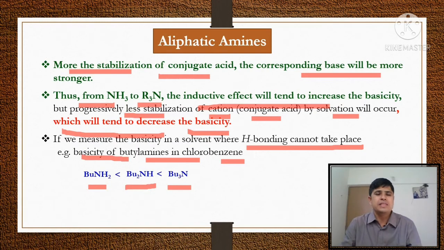So the basicity of amines depends on two factors: first, the electron-donating effect of the alkyl group, increasing electron density on the nitrogen atom, and second, the stabilization of the conjugate acid by solvent molecules. When both effects are present, that base will be the stronger base. I hope you have understood this topic.